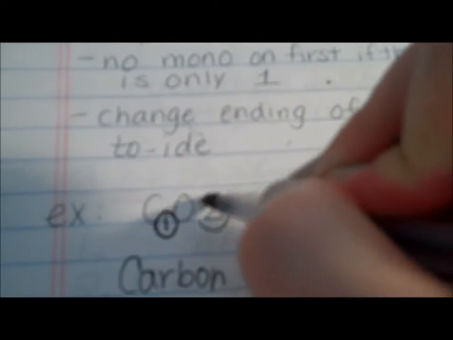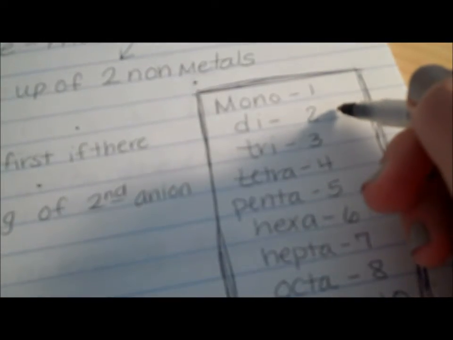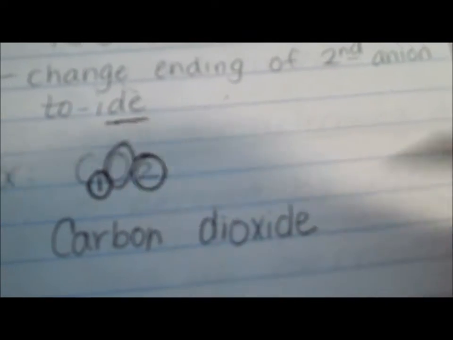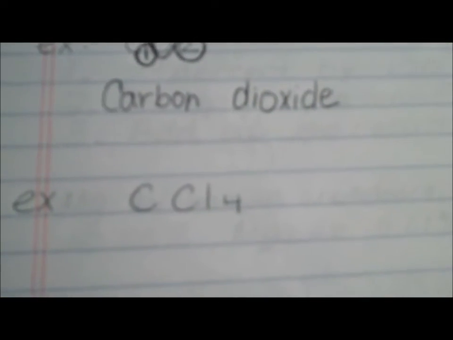We look at our oxygen has 2. We go back to our chart and we'll see that 2 means di. So we'll say carbon di... oxygen? Not quite. Our second rule was change the second to IDE. So it's carbon dioxide. And that's your first molecular compound.